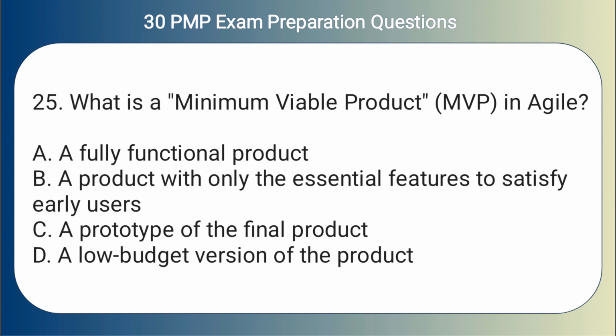Question 25. What is a minimum viable product, MVP, in Agile? A. A fully functional product. B. A product with only the essential features to satisfy early users. C. A prototype of the final product. D. A low-budget version of the product.